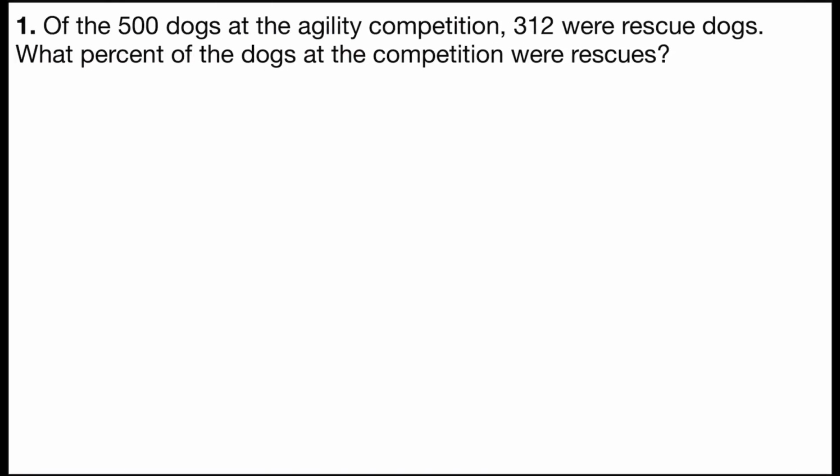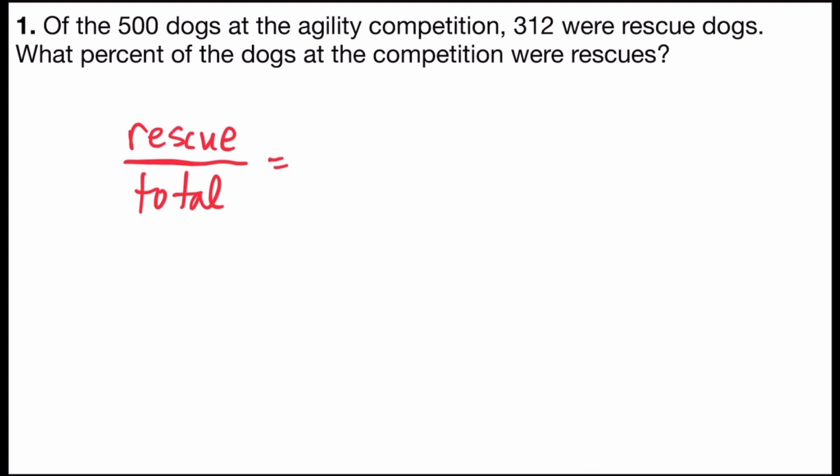Problem number 1 says, of the 500 dogs at the agility competition, 312 were rescue dogs. What percent of the dogs at the competition were rescues? And so in this problem, we're going to first write a ratio and then multiply that by 100 to get the percentage. So we want to know the ratio of rescue dogs to the total number of dogs that there are and find that decimal amount.